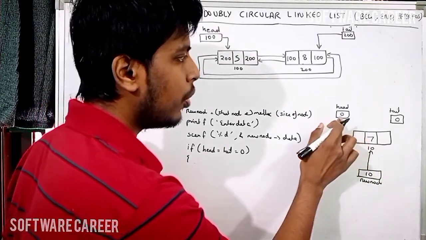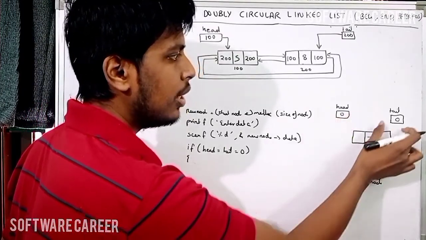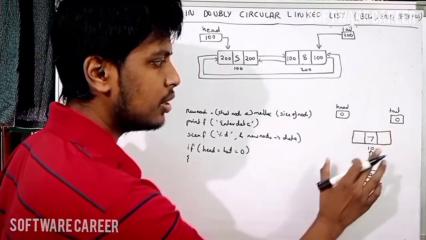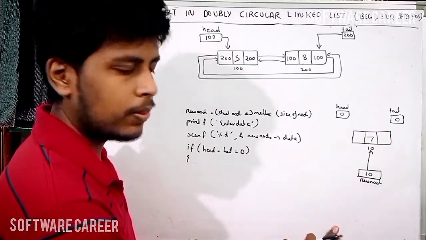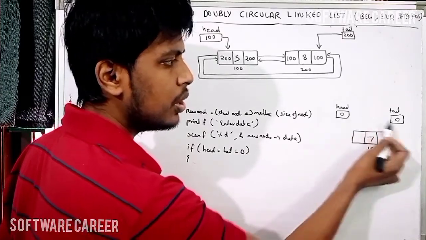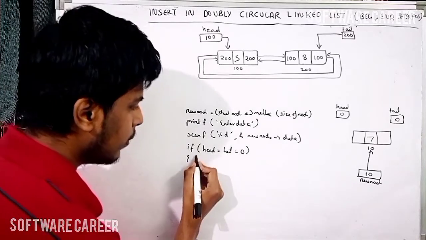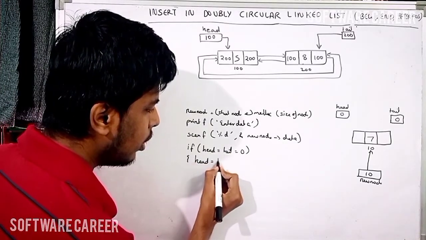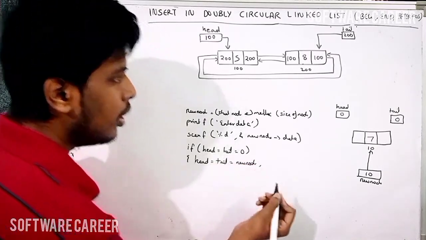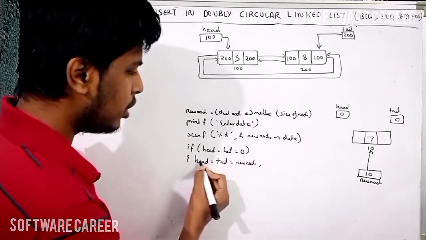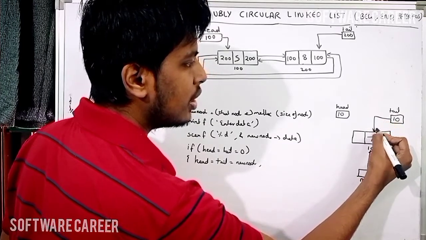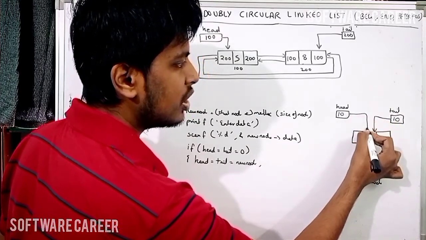The head pointer should point towards this node, and tail also should point towards this node, because the first node and last node are the same, that is this node only, because only one node is present. So head and tail should point towards this. The address of this node is 10, so 10 should be stored in head and tail. So I am writing head equals tail equals newnode. Now newnode address is 10. 10 is stored in head and tail. So this is 10, this is 10. Now tail is pointing to the node which has address 10, and head is also pointing to the node which has address 10.